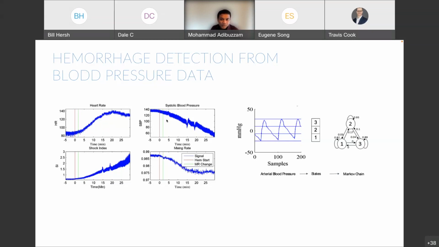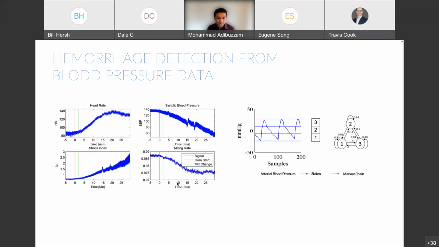So we were looking at this blood pressure data and we used a Markov chain simulation model. Basically, we divided the blood pressure into different states and tried to identify how the transitions between states change as the hemorrhage progresses. This is just a sample example. We had 3 different states in this case, and we computed how samples from one range move to another range, using a moving window. Over a 20-second window, do we see any change in system dynamics in terms of the Markov chain that would give a different pattern as the hemorrhage progresses?